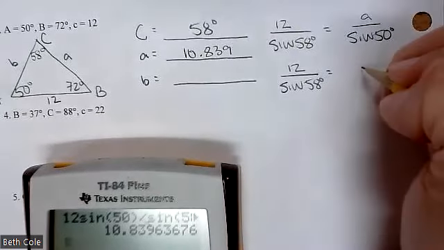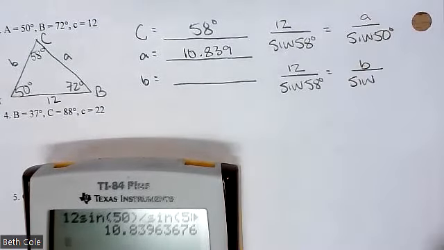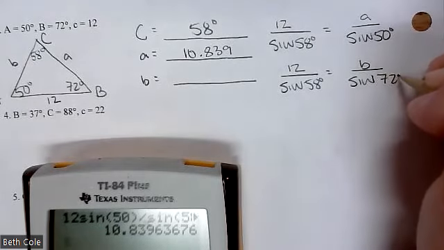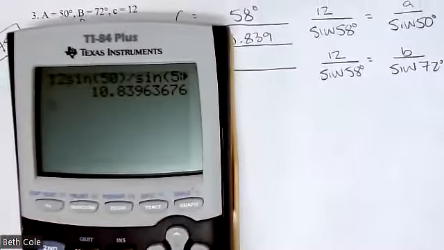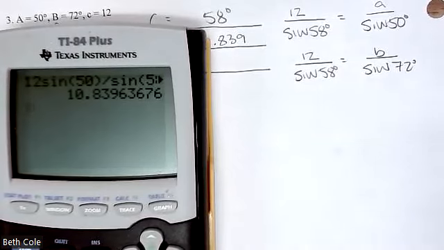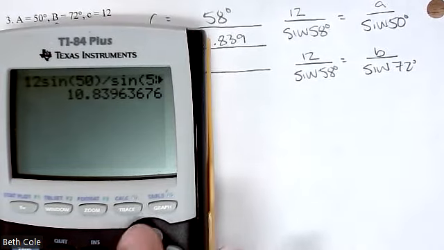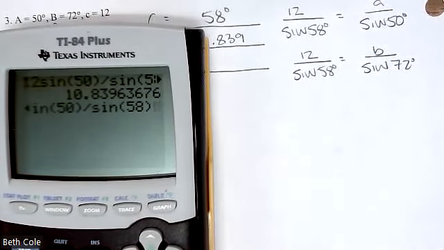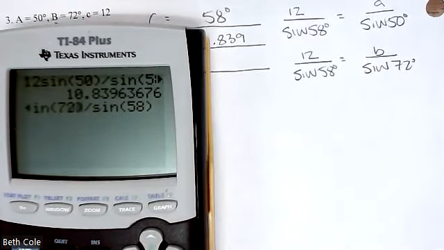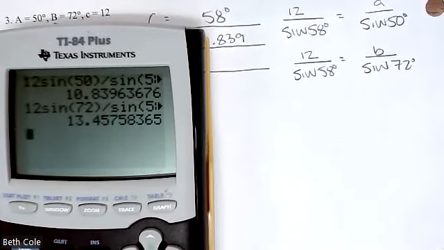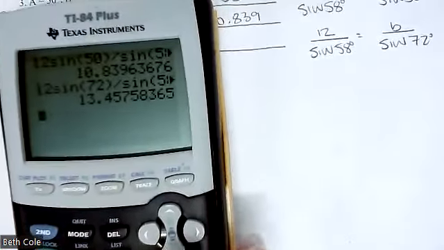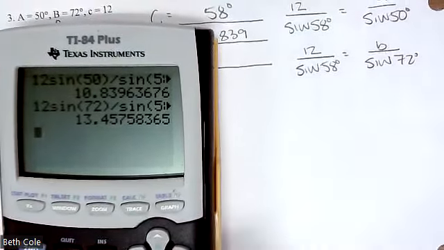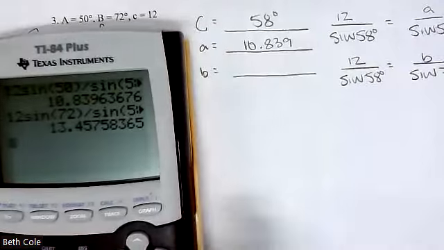All right, and then for the last one, it would be B over sine 72. Let me show you a little calculator trick for this as well. Again, I'm just trying to save you work. Watch. When you look at these two setups, what's literally the only difference? Instead of 50, it's 72. If I just hit the up button and bring this back, and change the 50 to a 72 and hit enter, I don't have to type the whole thing again. Did you guys see how I did that? You just hit the up button, bring it back, and change the one little thing so you don't have to type the whole thing all over again. Anyway, 13.457.